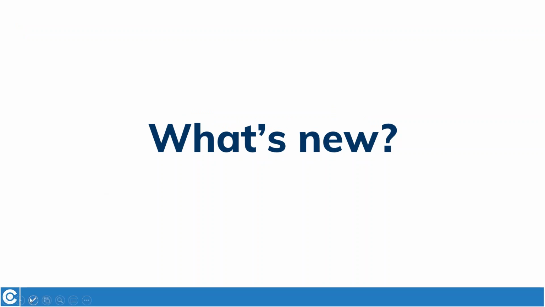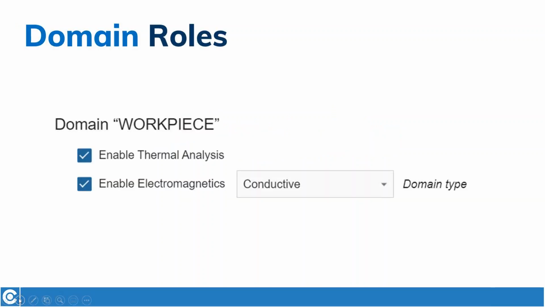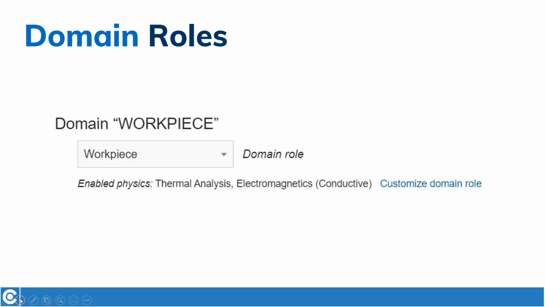So what's new? With the new release, we have further simplified the physics definitions of separate domains. If previously you needed to manually define both the type of analysis you want to carry out and also choose the domain type, then now you can simply select the domain role corresponding with your domain. For example, for the part you want to heat, you would choose the domain role of workpiece, and the previously mentioned definitions will be filled in automatically.